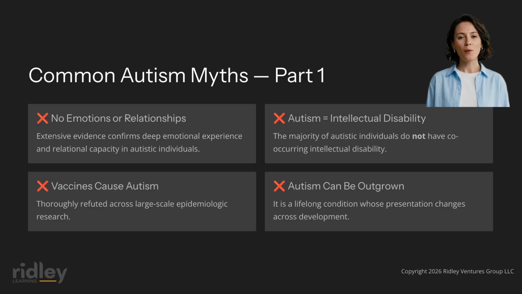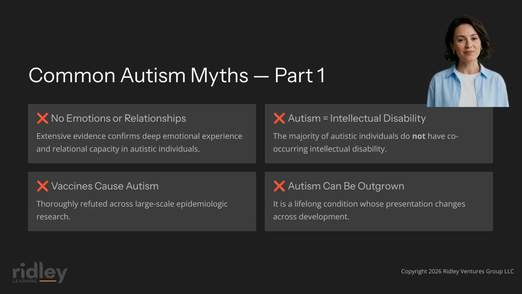Now let's address some common myths about autism and the evidence-based corrections that allied health professionals should be prepared to deliver. The first myth is the claim that autistic individuals lack emotions or can't form relationships. Extensive evidence of deep emotional experience and relational capacity contradicts this, including the community-prioritized outcomes identified by Nicolaides and colleagues, which explicitly centered relationship quality and community participation.